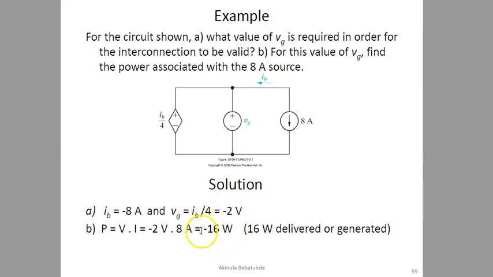But because we have a negative power, it means the circuit element is actually delivering or generating power. Okay, and the amount of power being delivered or generated is 16 watts. That is what this negative value represents. So this is an example. You might need to go over this again so you can get a better understanding.